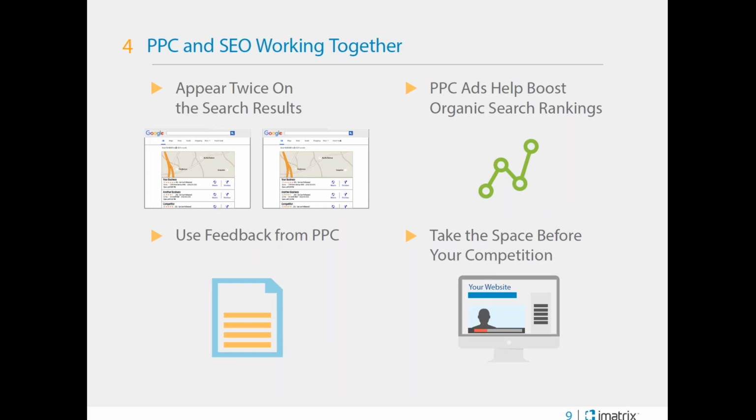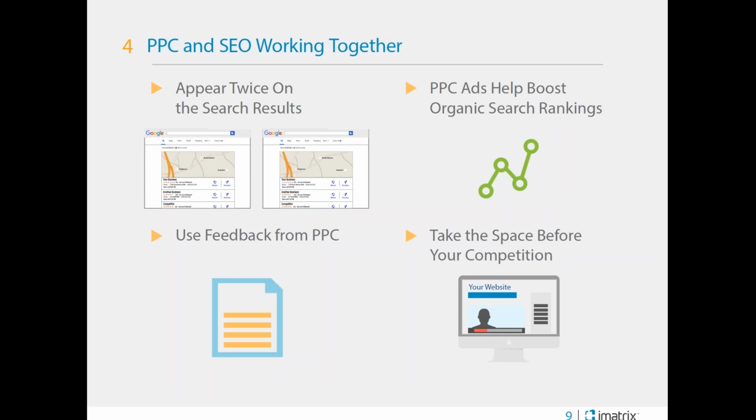PPC ads can actually help to boost the organic search ranking by improving your authority. So authority, like we said, or being an expert is huge, and having those pay-per-click ads can help boost your organic search rankings. So together, they can actually help benefit each other.